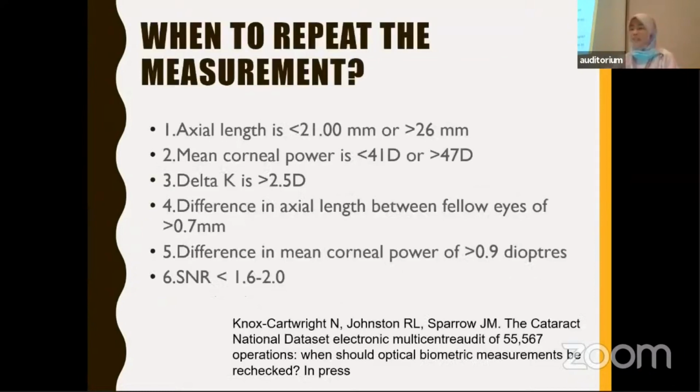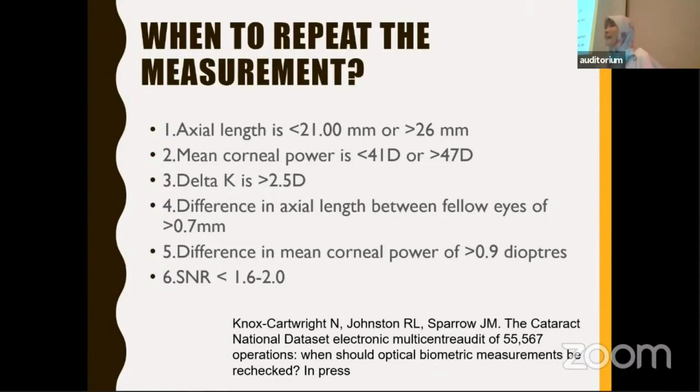When to repeat the measurement? This is the very important part. According to the Cataract National Database Electronic Multicenter Audit, the measurement has to be repeated when these six items occur without explanation. One, axial length is less than 21 or more than 26 millimeter. Number two, mean cornea power is less than 41 diopter or more than 47 diopter.